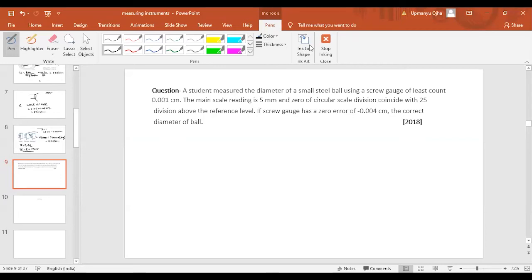So this was the problem which was asked in the 2018 NEET exam. So you can see that problems can be asked from the screw gauge. Let us solve this now.